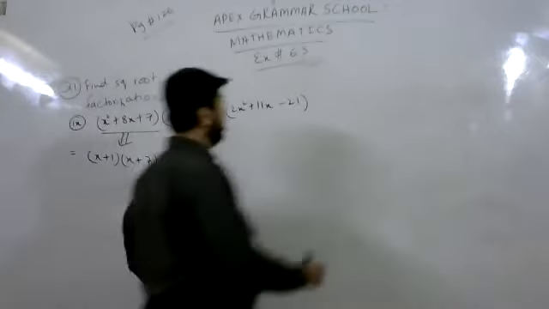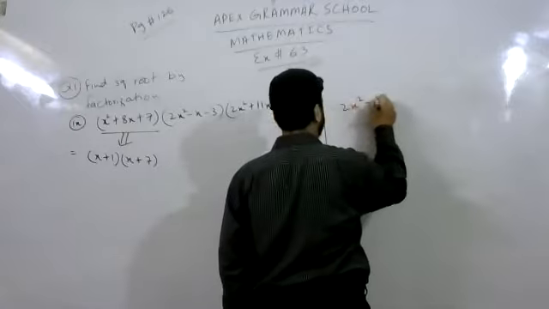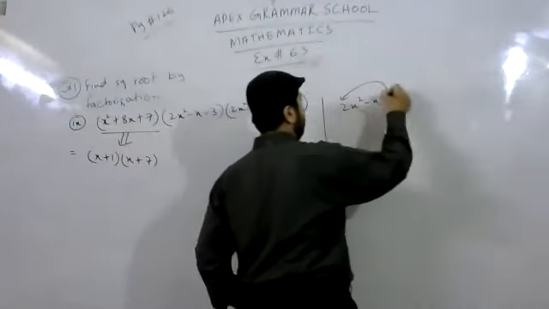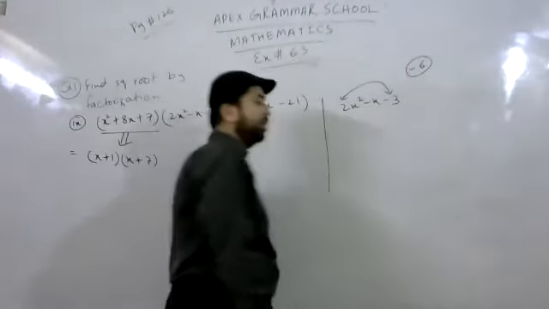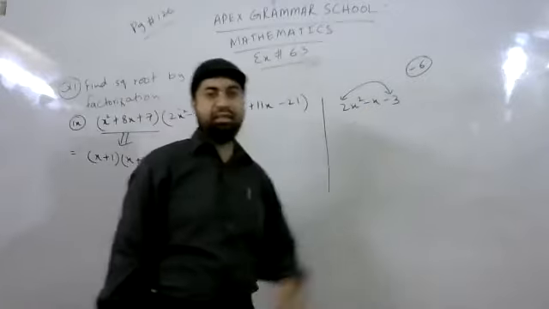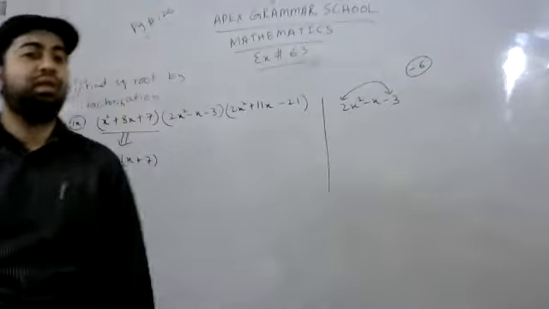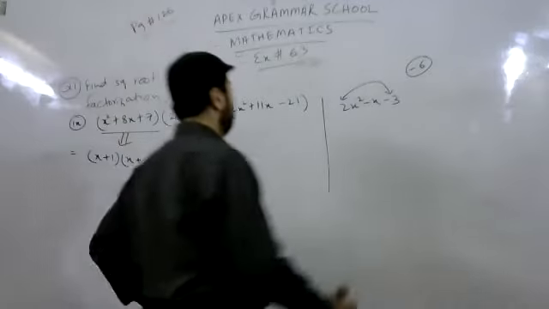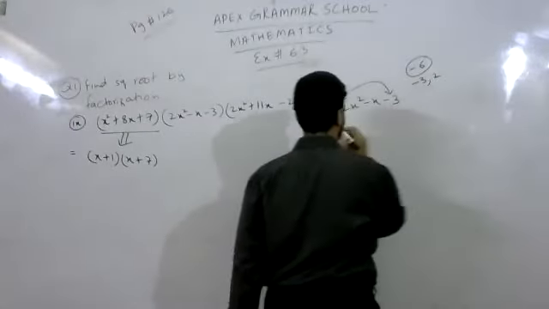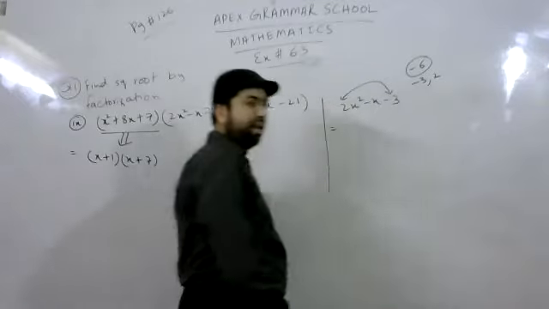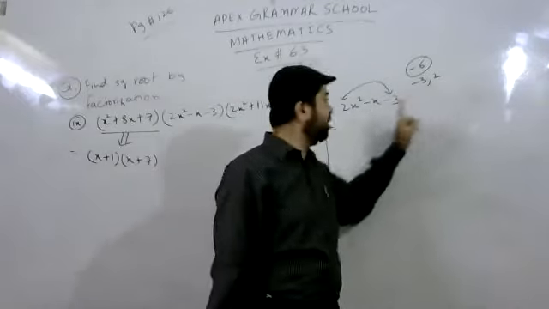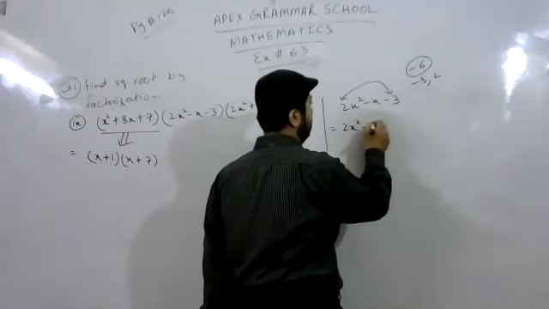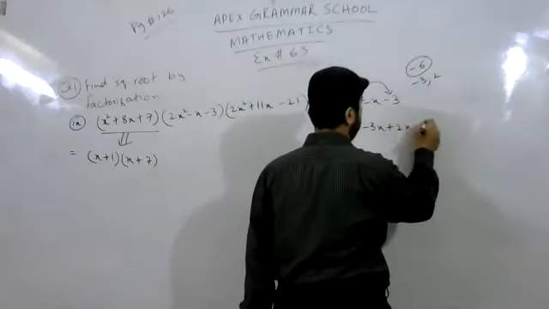So, for 2x square minus x minus 3, its middle term breaking is 2 multiplied by minus 3, answer is minus 6. And the middle term is minus 1x. So we need a pair of numbers whose multiplication is minus 6 and whose sum is minus 1. That is minus 3 and 2, because minus 3 multiplied by 2 is minus 6 and minus 3 plus 2 is minus 1. So we can write it as 2x square minus 3x plus 2x minus 3.